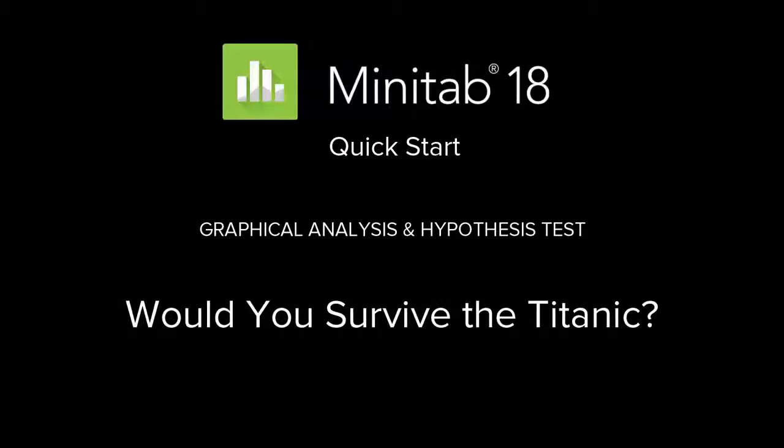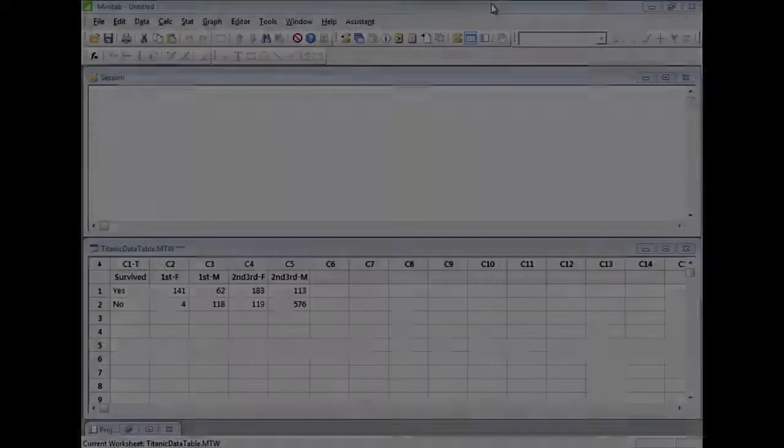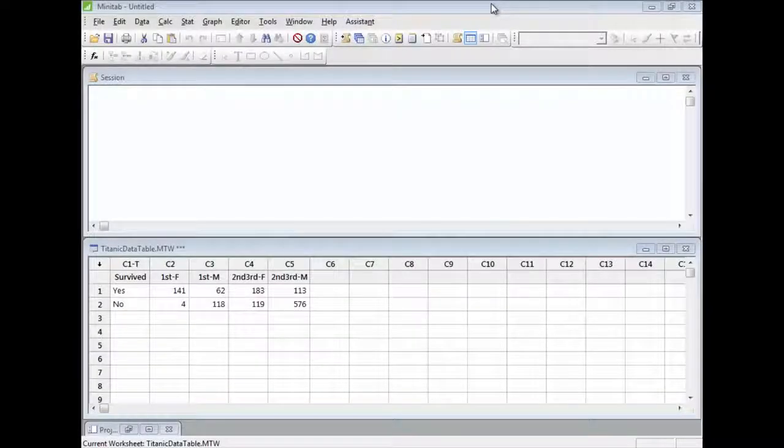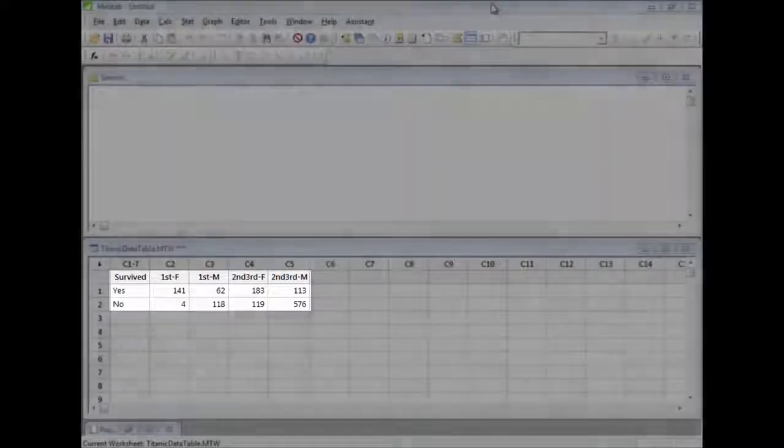Let's use the assistant in Minitab to find out which passengers were most likely to survive the sinking of the Titanic. In this worksheet, we have the survival counts for first-class female passengers, first-class males, second and third-class females, and second and third-class male passengers.